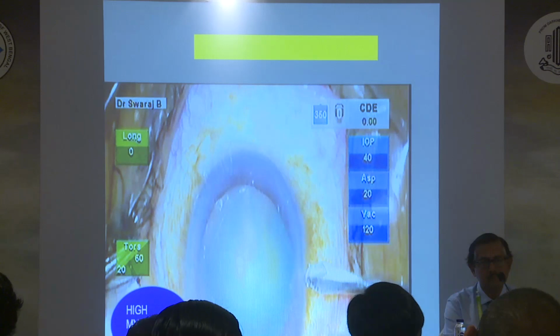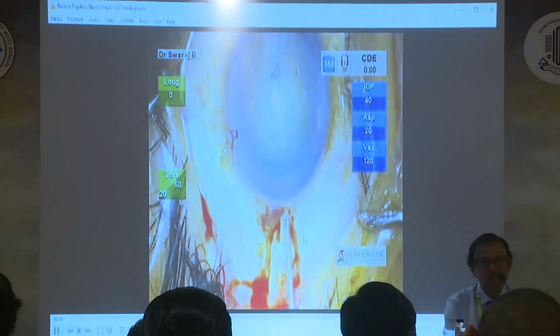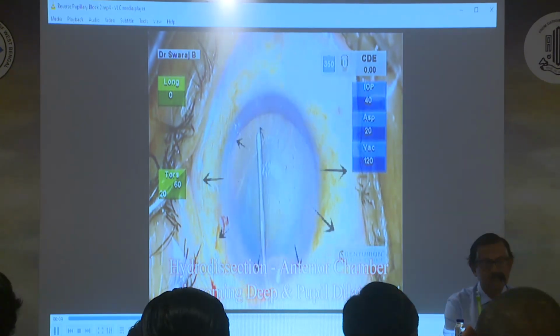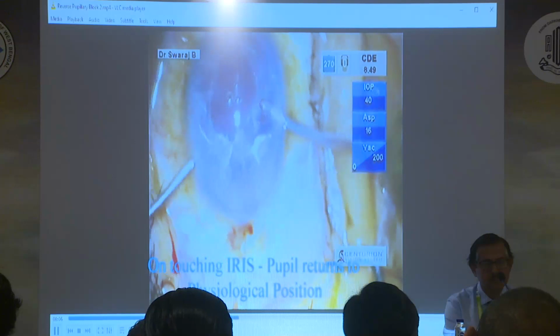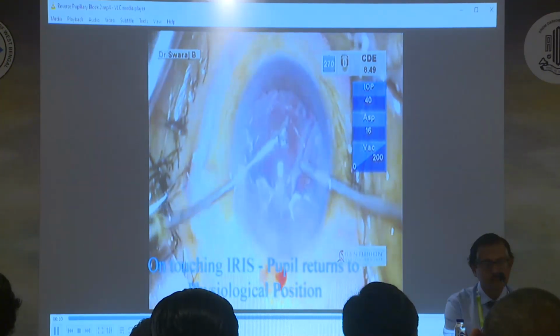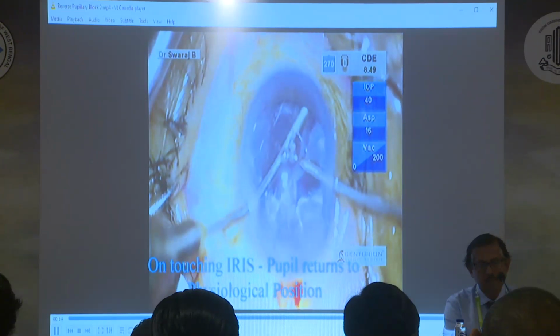Here, in this situation, this is a high myopic case where we can see, while doing the hydrodissection, the pupil is dilated. Once you touch it, the pupil returns back to its normal position.